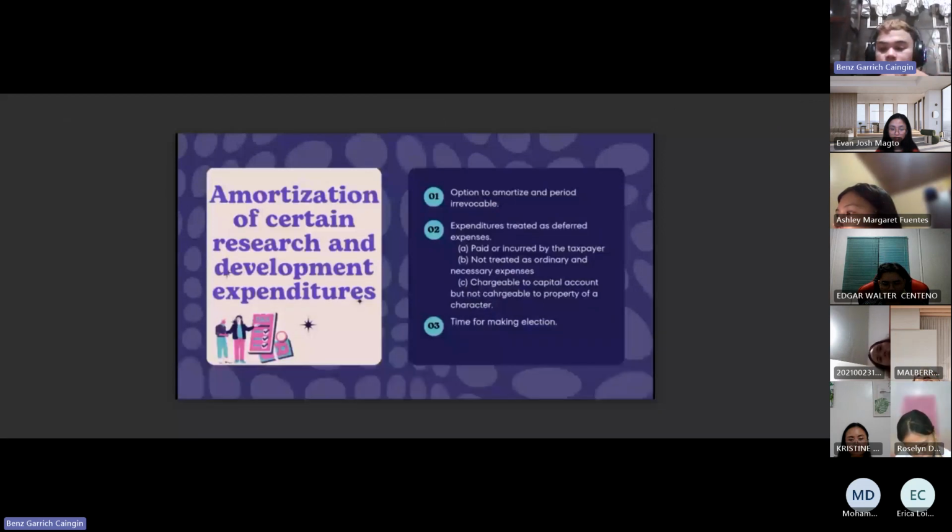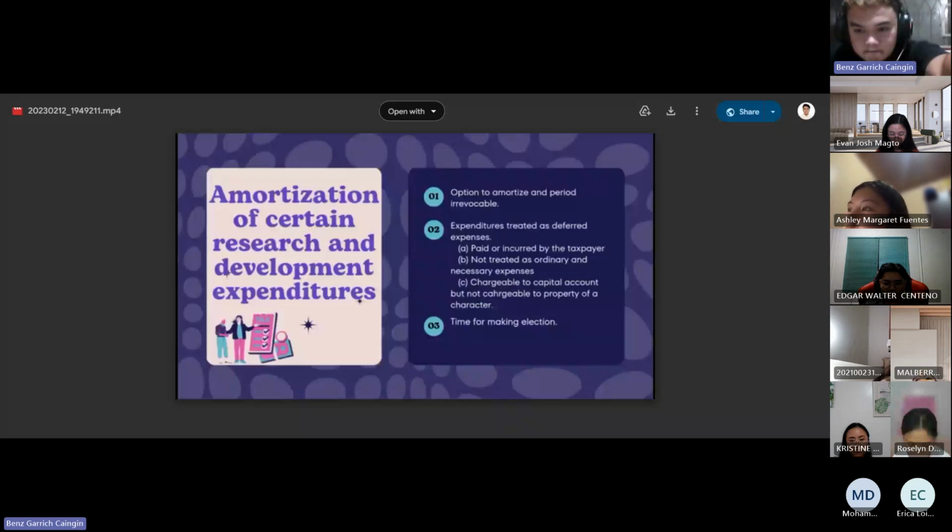Second, expenditures treated as deferred expenses. At the election of the taxpayer and in accordance with the rules and regulations to be prescribed by the Secretary of Finance upon recommendation of the Commissioner, the following research and development expenditures may be treated as deferred expenses: A, paid or incurred by the taxpayer in connection with his trade, business, or profession; B, not treated as ordinary and necessary expenses; and C, chargeable to capital accounts but not chargeable to property of a character which is subject to depreciation or depletion.